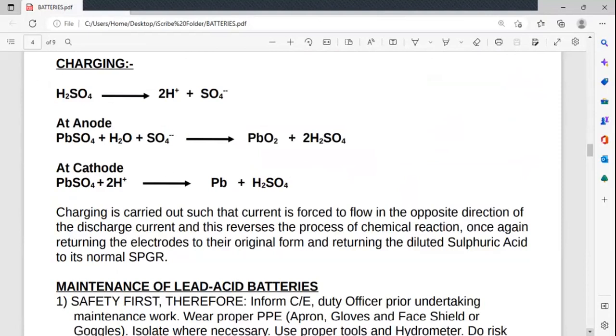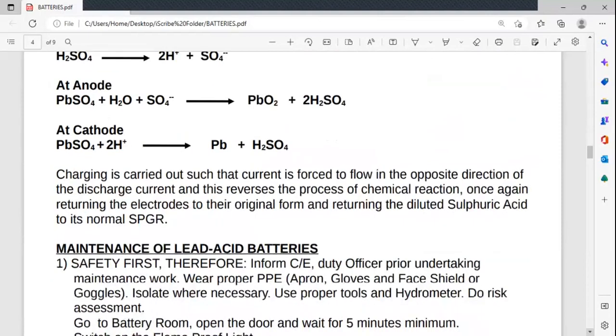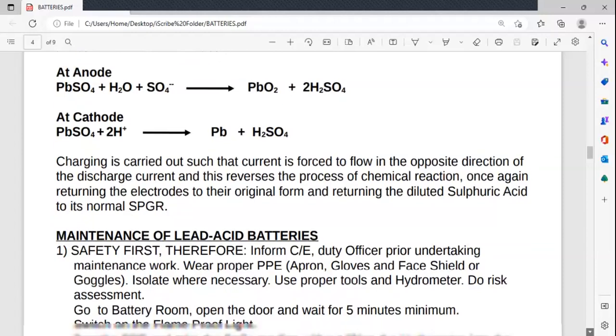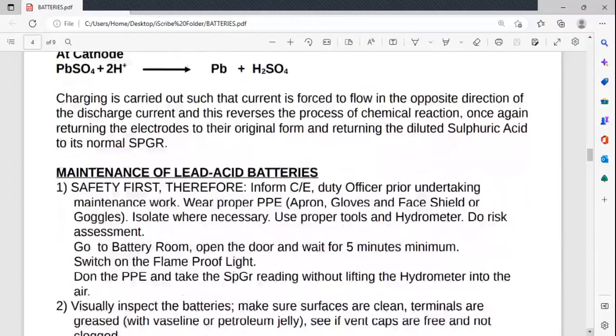Okay. Right. So this is where we left it off yesterday, or rather on Saturday. And let us continue from that point onwards.